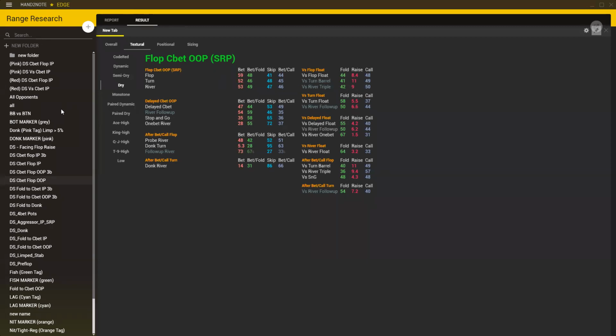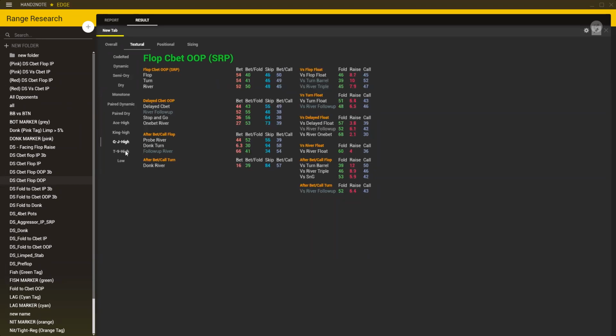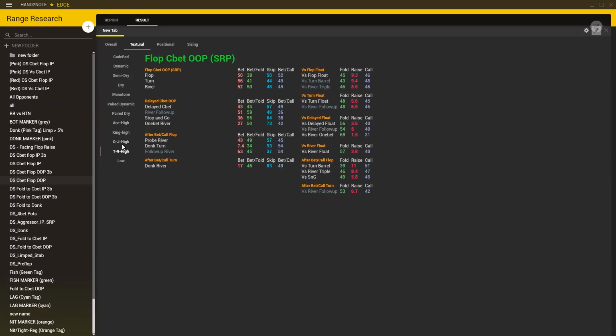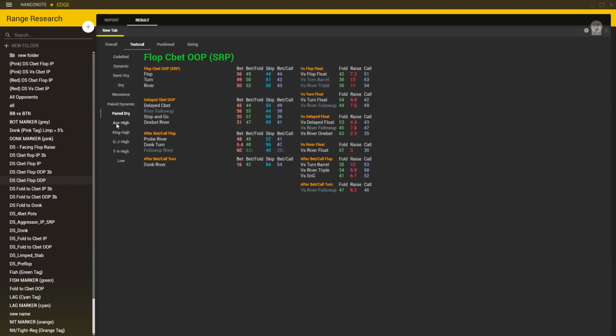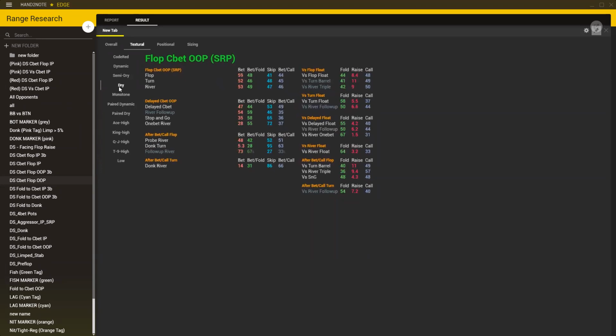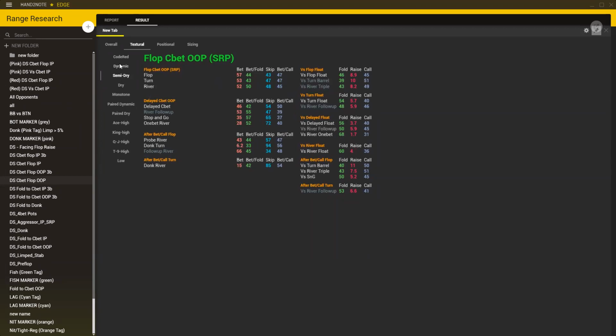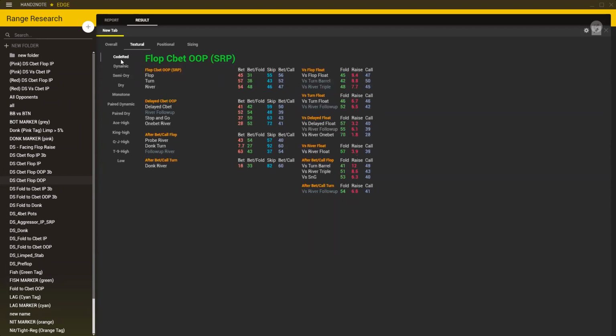But assuming our opponent doesn't barrel, we're going to get more fold equity on the turn float bet. And let's just see if that follows up to the river as well. I'm just going to cycle through these. I'm looking at the versus river follow up, and what we're really seeing is that that seems to be a solid 48% in most cases. Paired dry is a bit lower at 44. Paired dynamic, okay, monotone back to 48, dry 50, semi-dry 48, dynamic 50, code red 52.